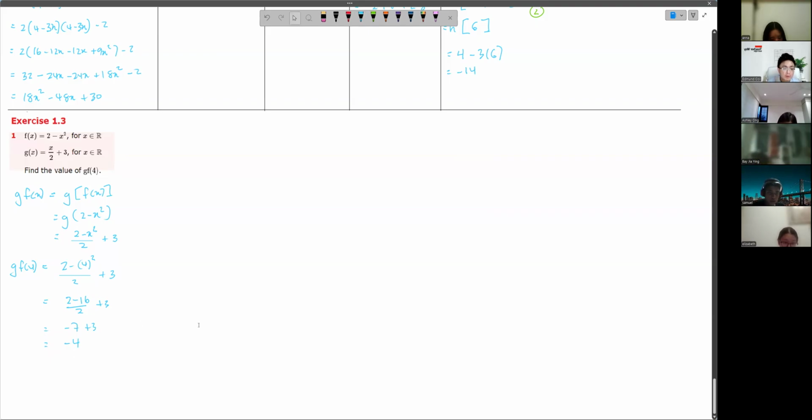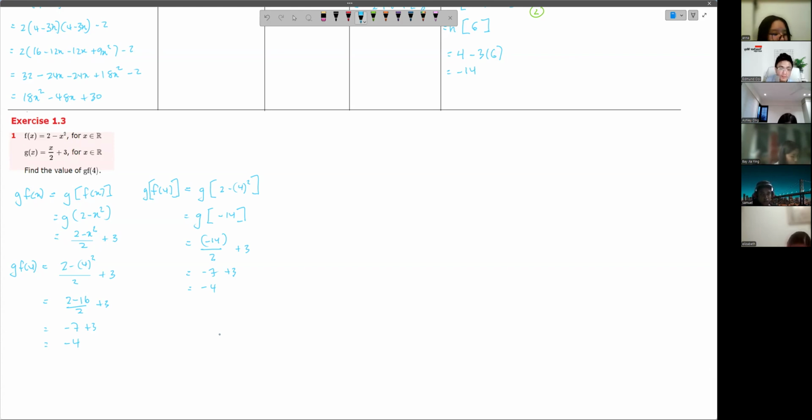Okay, so if I were to do the second method, gf(4), I find what f(4) is. So f(4) will equal 2 minus 4 squared, so this will be minus 14, right? Then this one will give you minus 14 over 2 plus 3. So actually, the second method is faster if you don't need to find gf(x). One step faster. This one you have to find. Of course, both methods you can use, no problem.